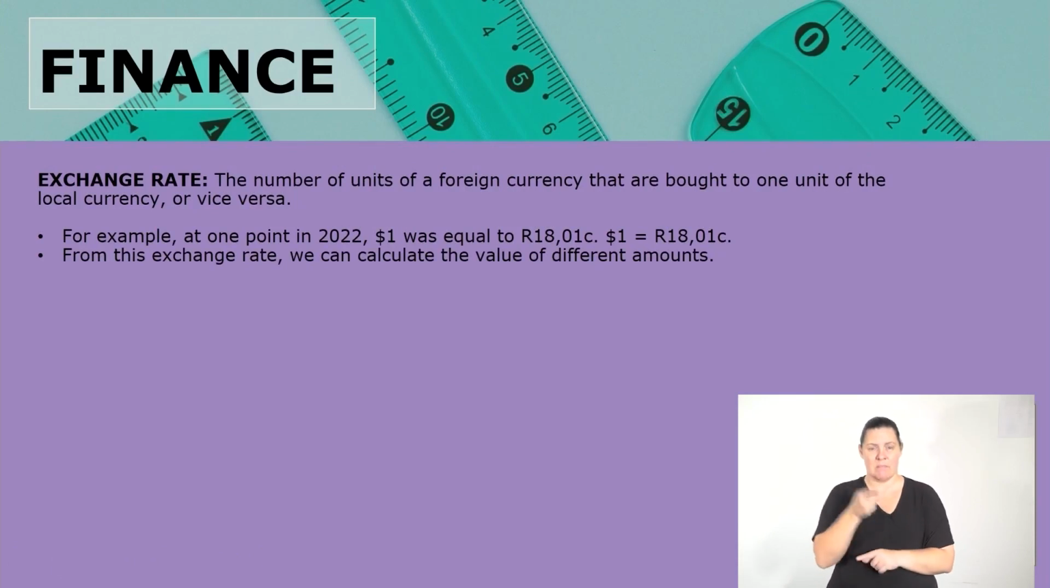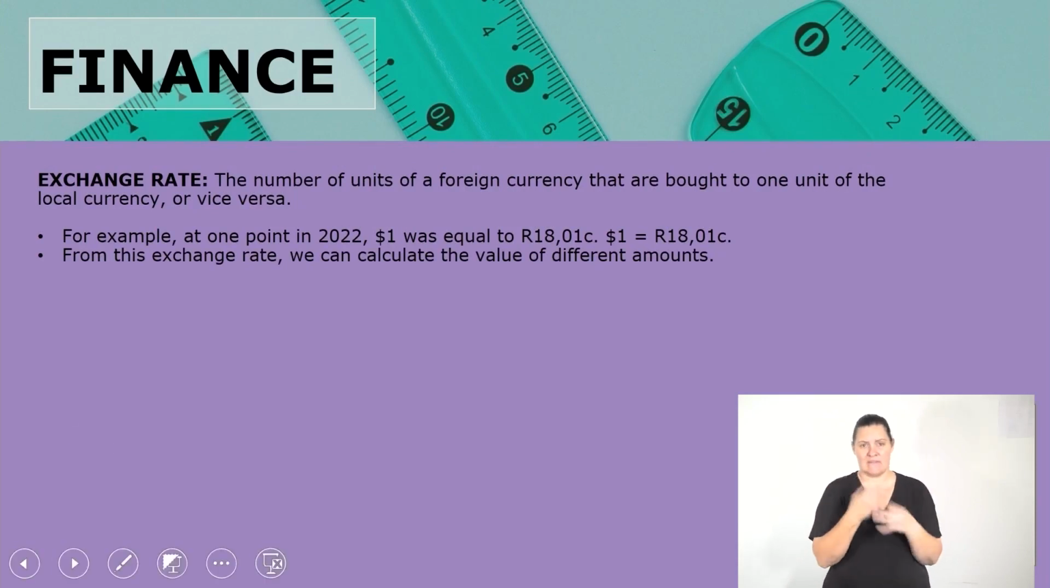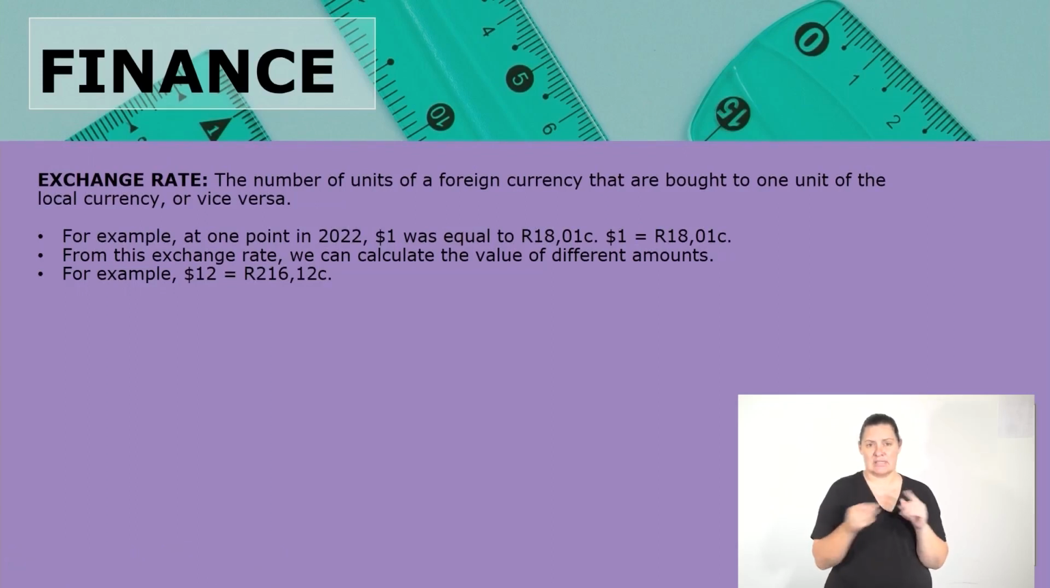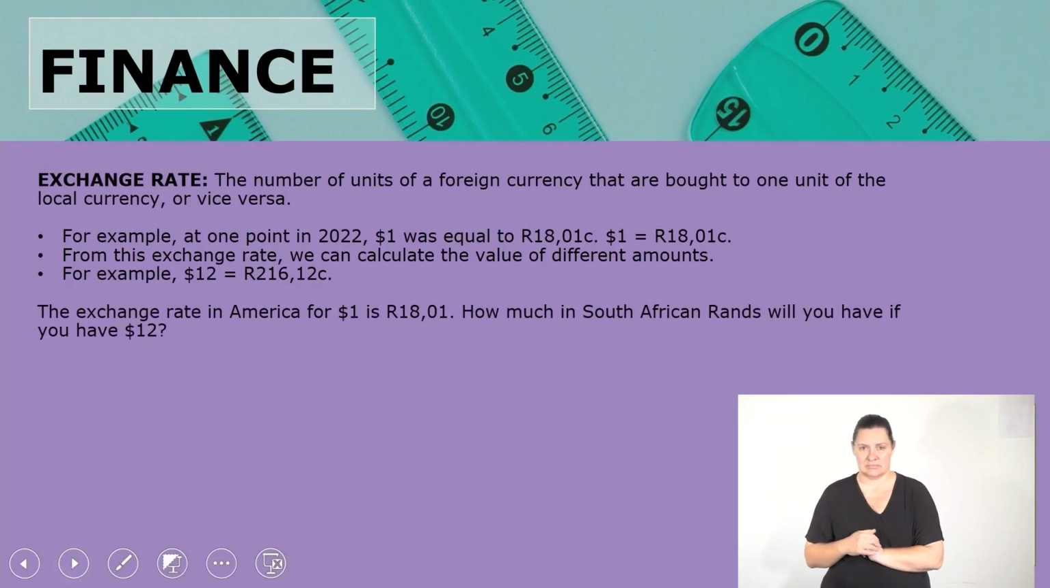So from this exchange rate, we can calculate the value of different amounts. For example, $12 is equal to 216 rands and 12 cents. So the exchange rate in America for $1 is 18 rand and 1 cent. How much in South African rands will you have if you have $12? So we find the amount of rands as follows.